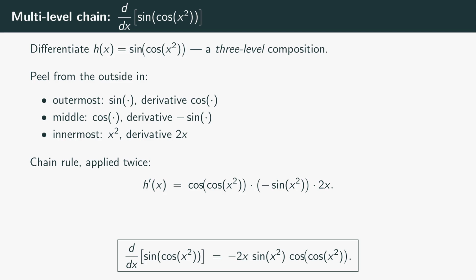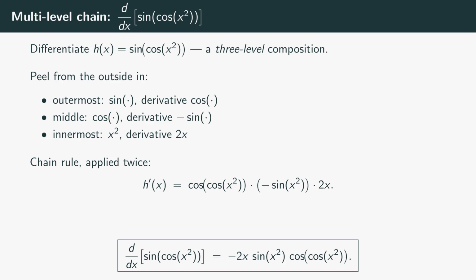Now the showpiece. Differentiate sine of cosine of x squared, a 3-level composition. Outermost is sine of something. Inside the sine sits cosine of something. Inside the cosine sits x squared, 3 levels deep, the chain rule chains. Peel from the outside in.